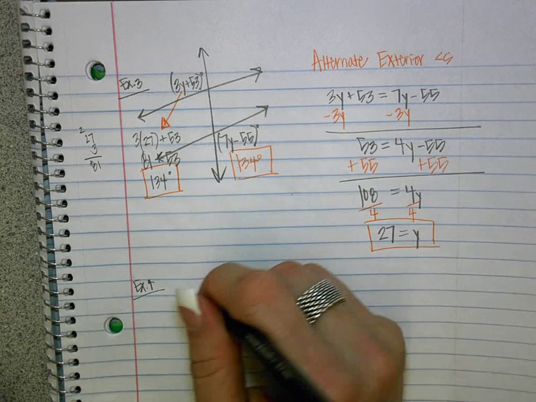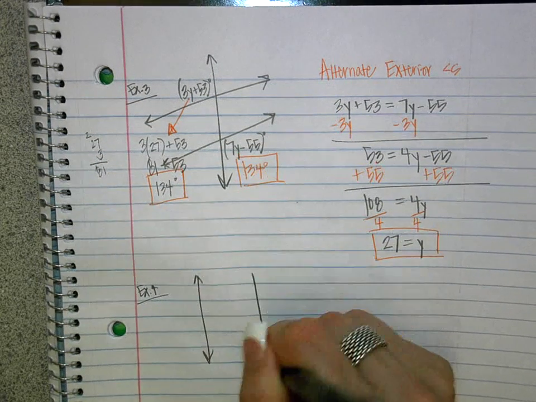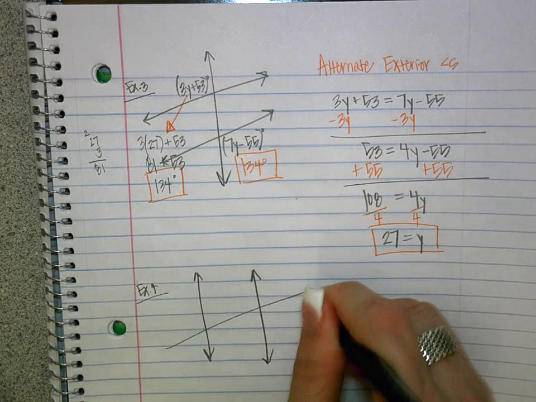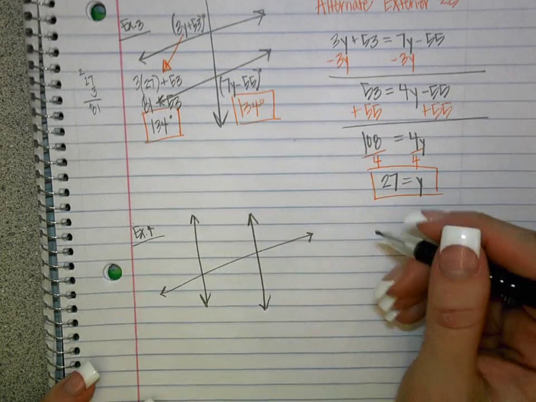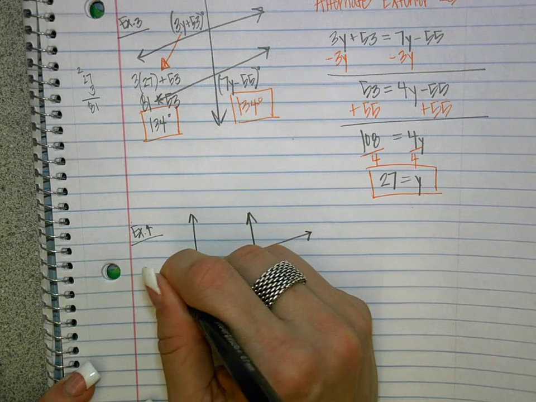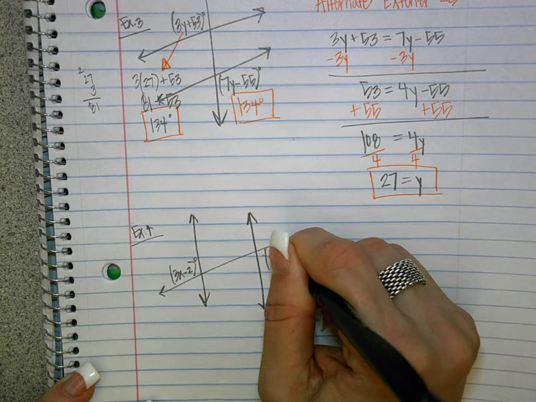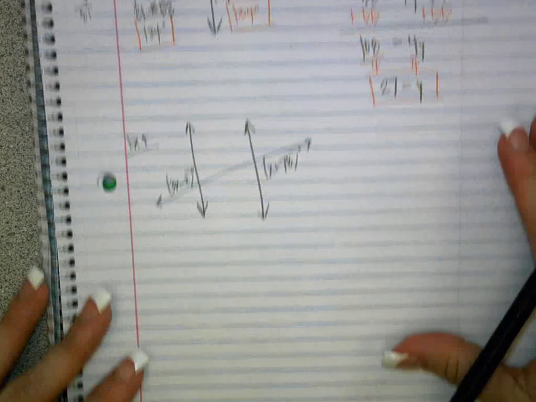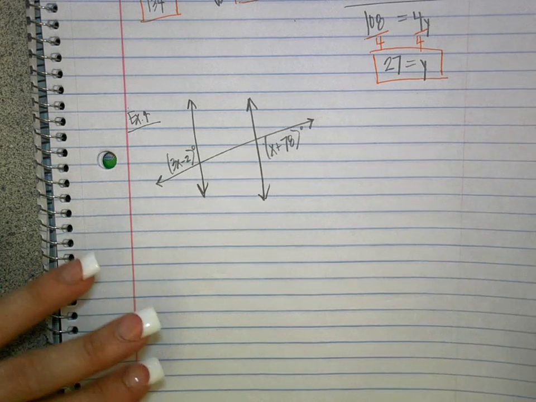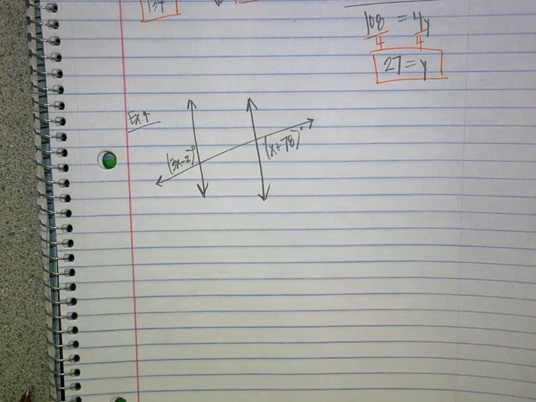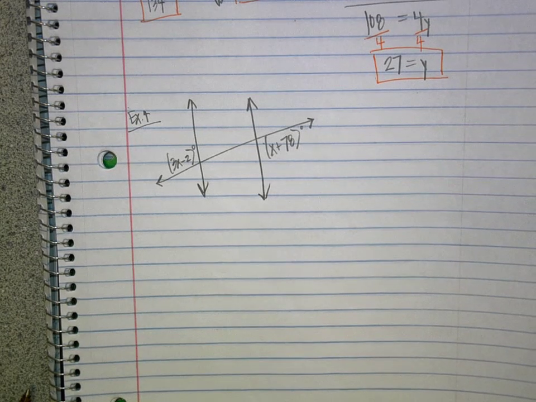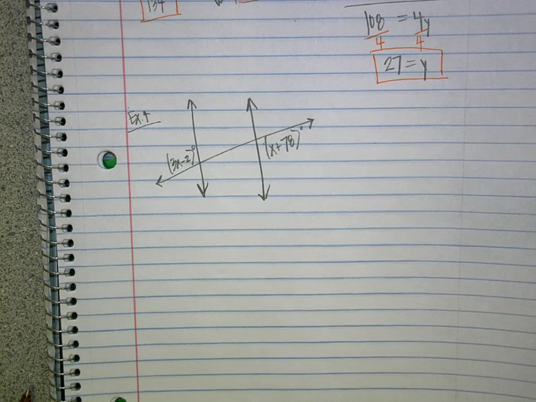Last one. Let's go 2 parallel lines up and down with a transversal going through. If I tell you that outside here, so on the left is 3x minus 2 degrees, and here is x plus 78 degrees. 3x minus 2 degrees and x plus 78 degrees. See if we can at least start this on your own. What type of angle relationship are these?